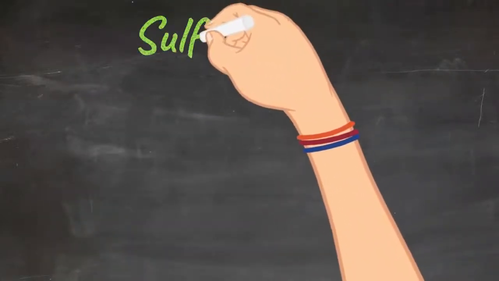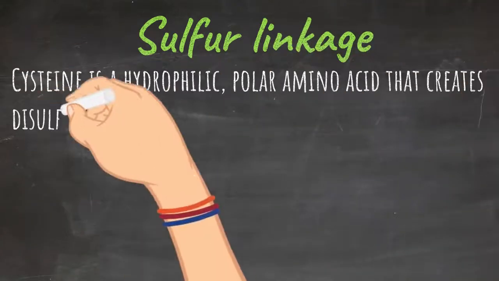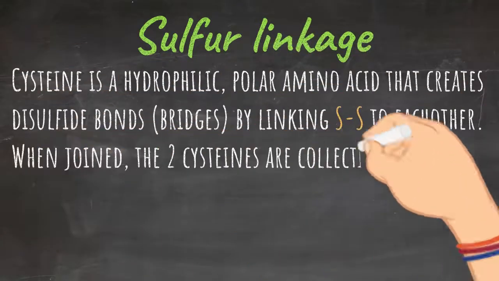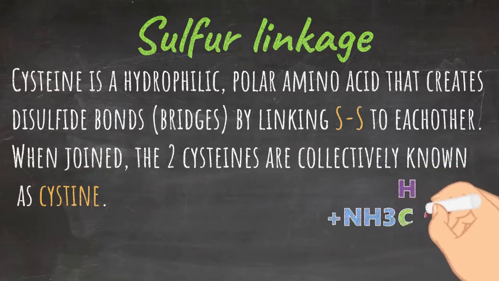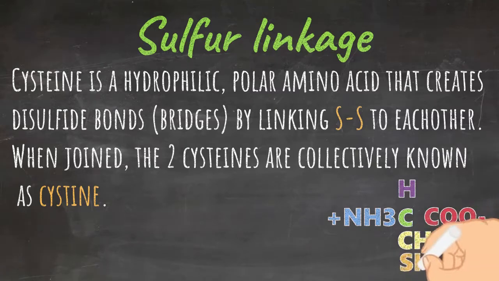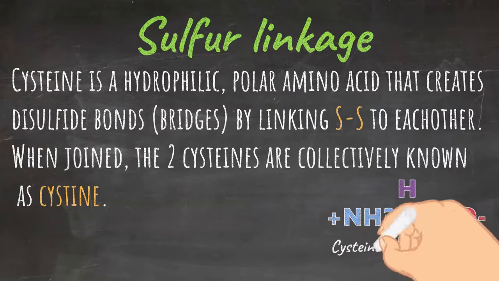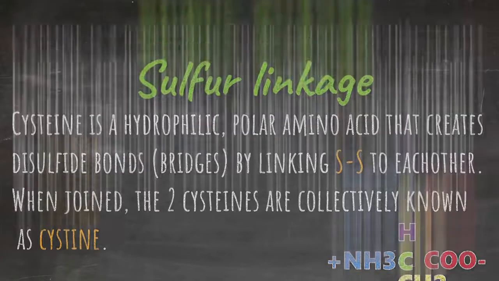So sulfur linkages are created when two cysteine amino acids are lined up because they are both hydrophilic polar amino acids that create disulfide bonds or bridges by linking their sulfur atoms to each other. When joined, the cysteines are collectively known as cystine, and that is cystine without an E. The MCAT will usually not test you on the difference in this nomenclature, but it is important in case it is part of one of the amino acid questions on your exam.